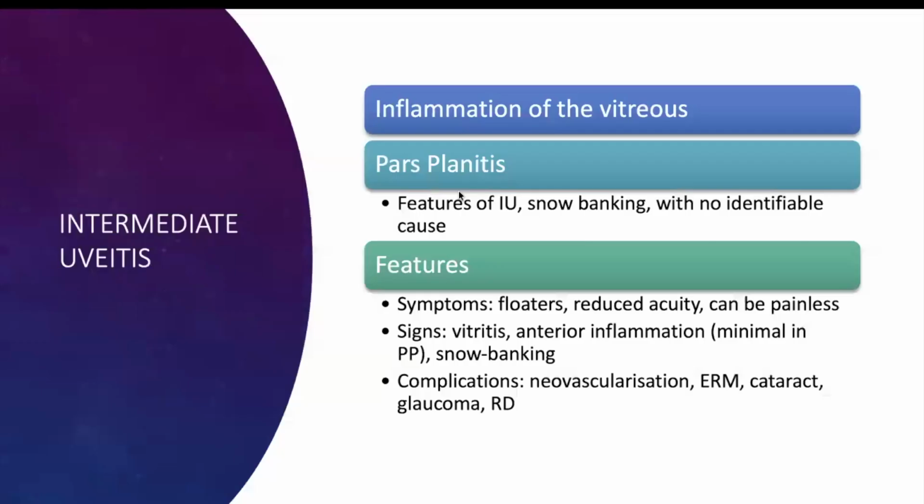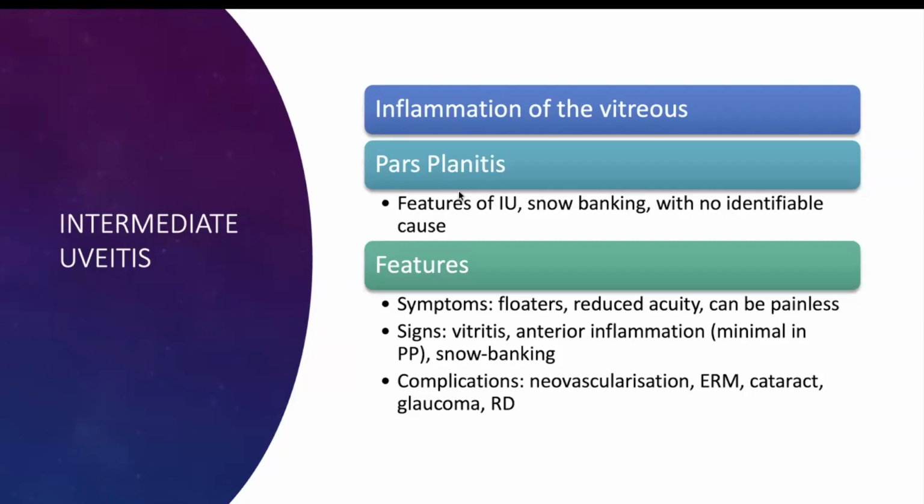So, starting off, intermediate uveitis is essentially inflammation of your ciliary body and vitreous. As a subset of intermediate uveitis, there's something called pars planitis, where you have features of the intermediate uveitis, which we'll go through in a moment. You get the snow banking, but pars planitis specifically refers to this subset that has no identifiable cause. So there's no underlying systemic disease, there's no infection that can be found. And it's a very specific diagnosis.